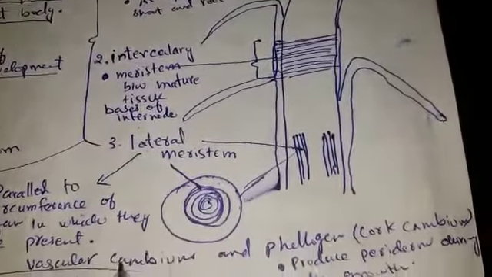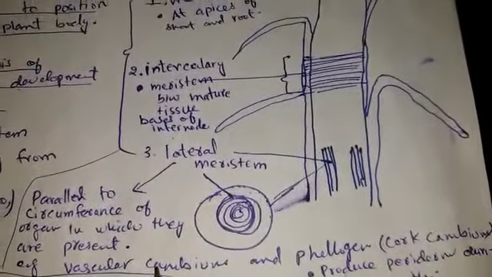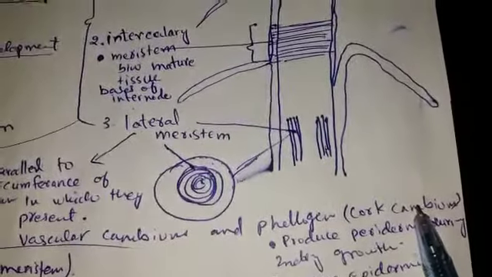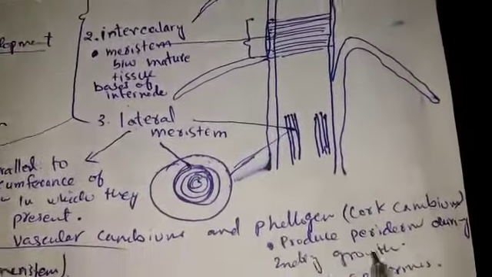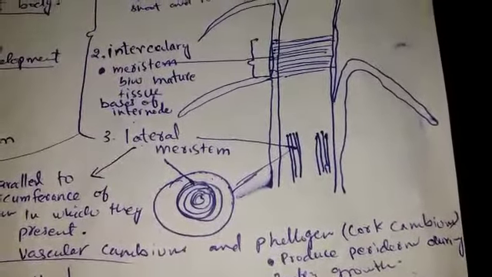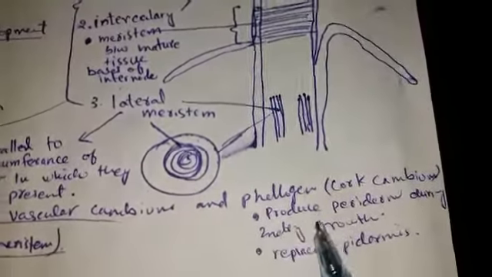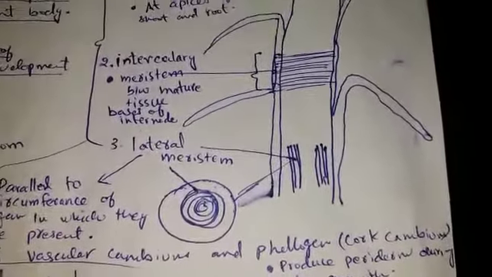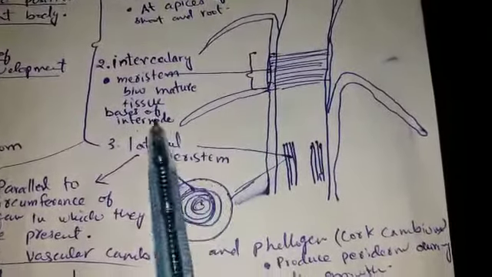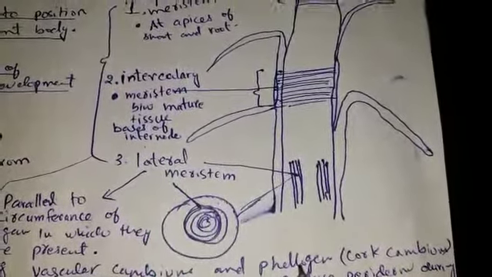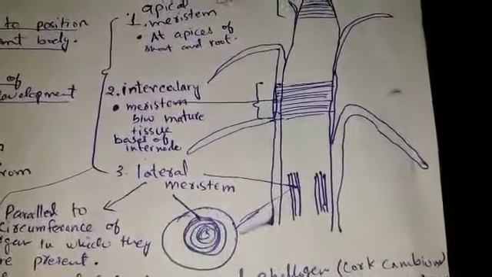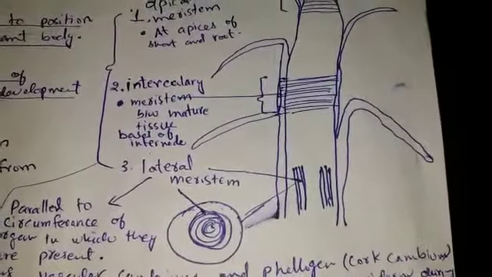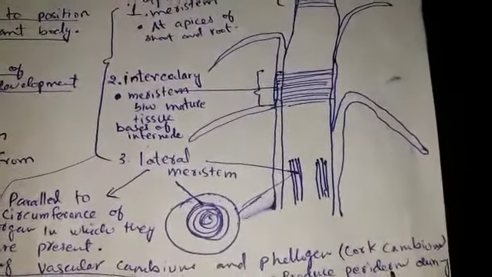Vascular cambium is responsible for the production of xylem and phloem tissue during the secondary growth of the plant. Phellogen is called cork cambium, and it produces periderm during the secondary growth, and it replaces the epidermis. When the plant is immature, in the early stages of growth, the plant body is covered with the epidermis. But when secondary growth takes place, the epidermis is replaced due to the lateral meristem, the phellogen, or cork cambium, and it gives rise to the periderm, which is the protective tissue in the mature plant body.